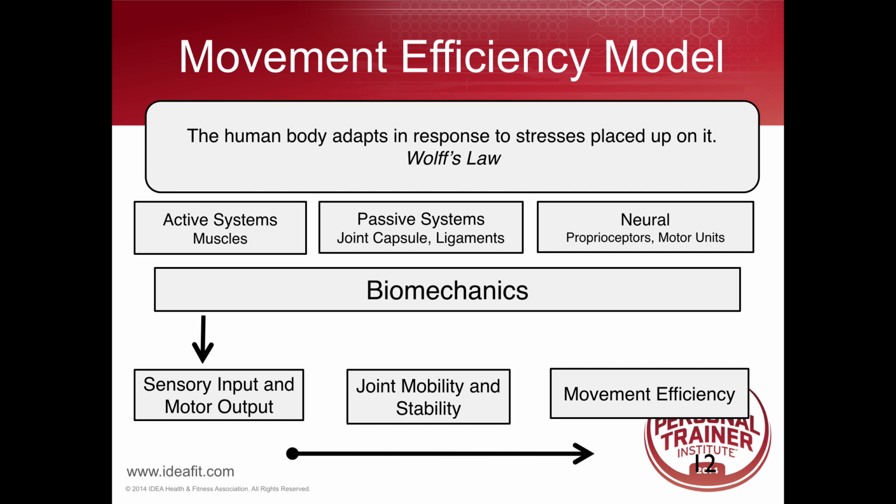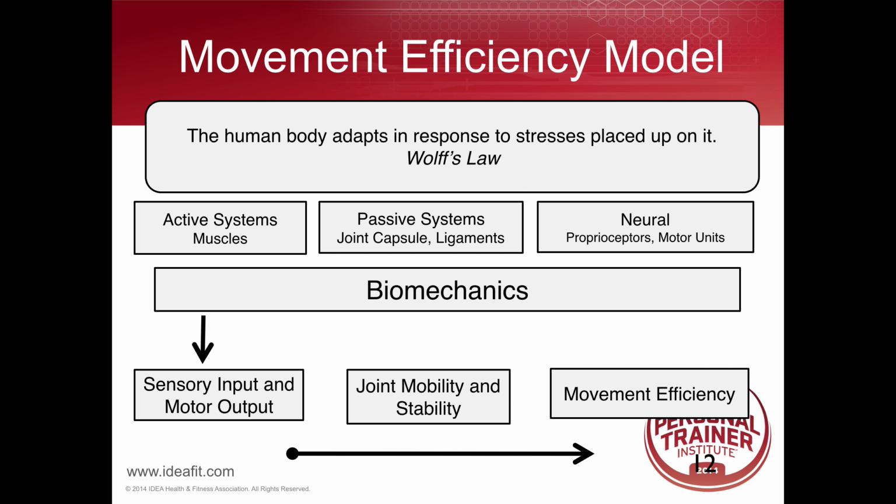So what we want to do with exercise is restore the proper length-tension relationship of the muscles, restore the proper range of motion in the joint structures, and improve the ability of the neuromuscular system to activate the right muscle to generate the right force at the right time. So that's what we're trying to get to. Sensory motor input, meaning proprioception, to improve motor output, meaning muscle contraction.